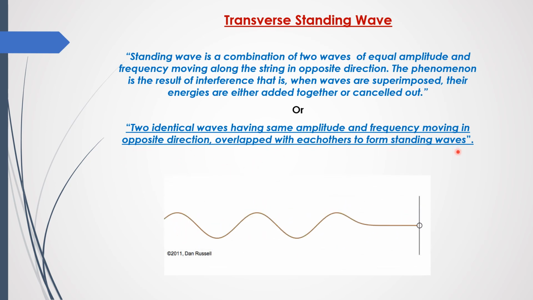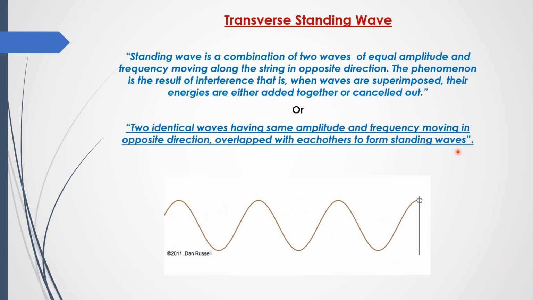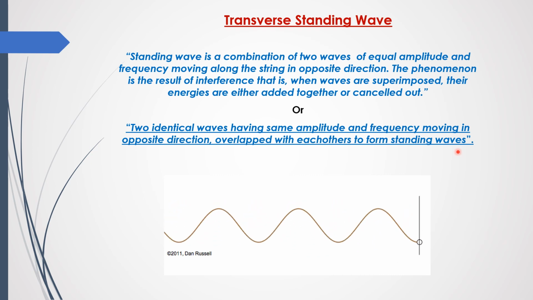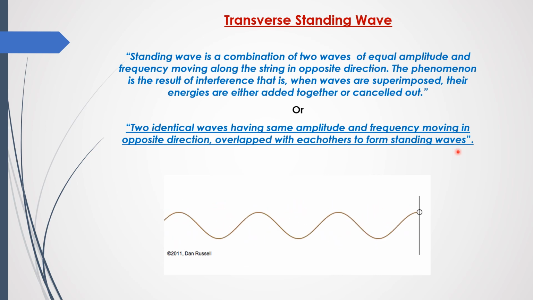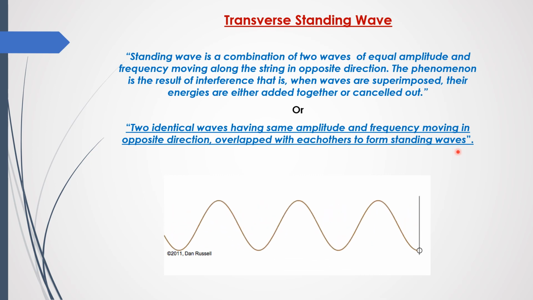So a standing wave is actually the interference of two identical waves. By identical we mean that they have the same frequency and amplitude, and they are moving in opposite directions, which means that they are out of phase with each other. So the first wave is the incident wave and the second one is the reflecting wave.